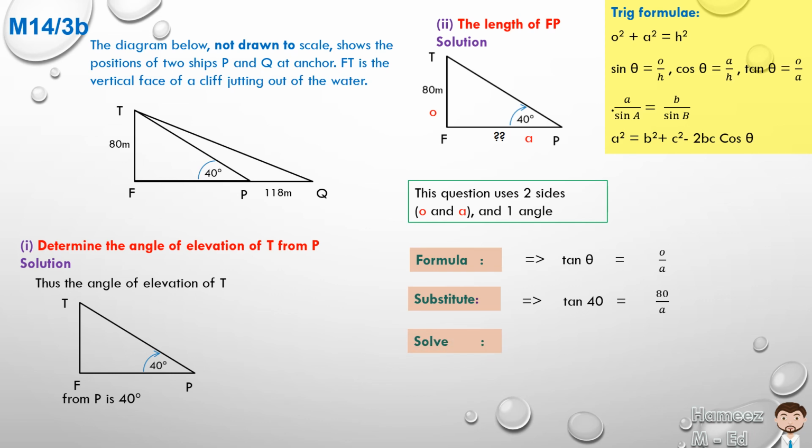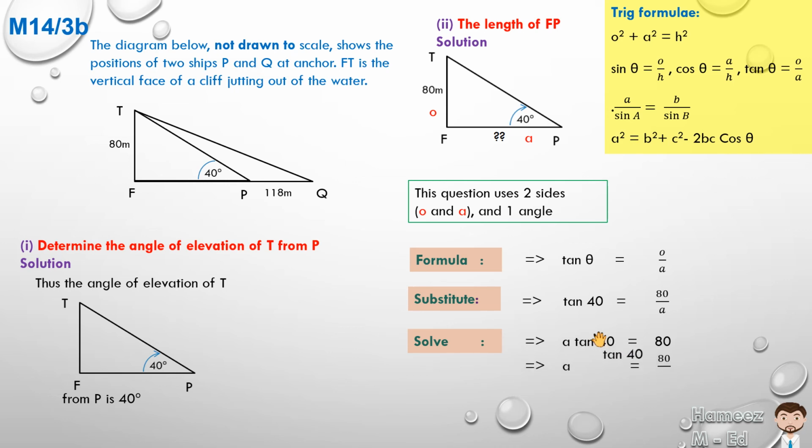So we can carry the A across. The A is in the denominator, it's dividing. When I carry it across, it will multiply. So we get A tan 40 is equal to 80. Now if we want to find A alone, that's where we're going to solve. Then we need to cover the tan 40 with our hands and rewrite what we have. A is equal to 80.